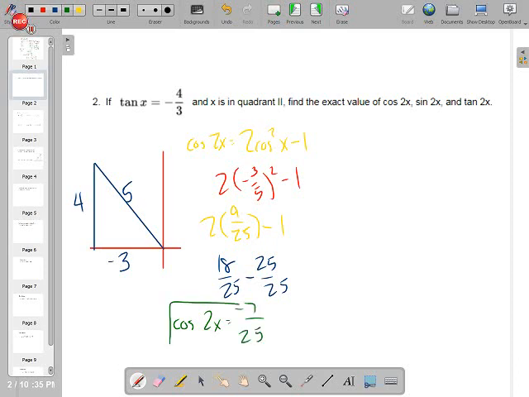There's cosine. We'll do the same thing for sine. Sine of 2x is 2 times the sine of x times the cosine of x.